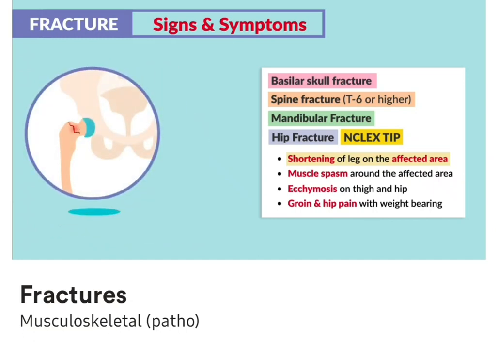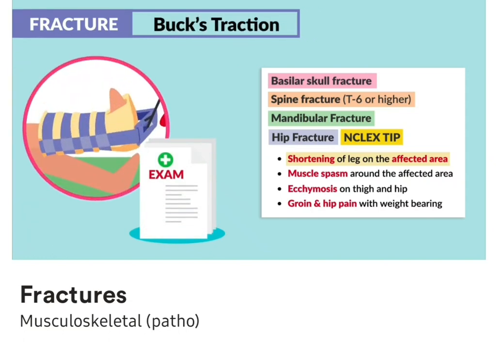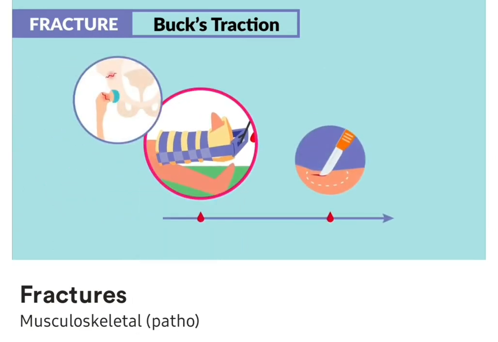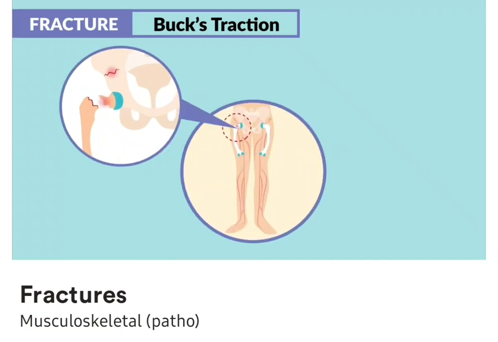Now, speaking of hip fractures, there's a lot of exam questions on how to treat a hip fracture. A big one is the Buck's traction, so pay attention here. This is used short-term before surgery to realign bones in the hip and femur fractures, where the bones are displaced and we typically see one leg shorter than the other.